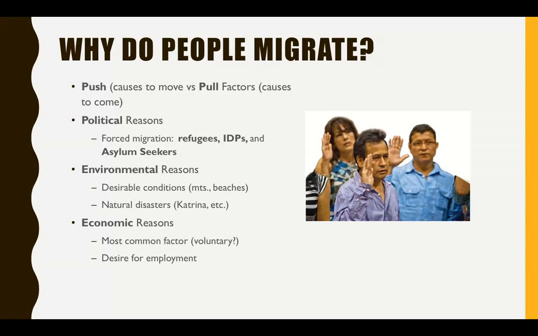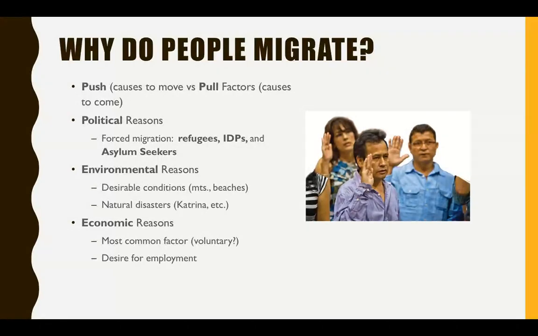We look at environmental reasons. It comes down to you might be pulled to a certain place because of desirable conditions. Maybe you want to live on the beach, or you want to live in the mountains, or maybe you just want to not have negative 20 degrees when it's January in Minnesota, right? Maybe you want to move somewhere a little bit more desirable for climate. That would be a good pull factor to pull you to a place.